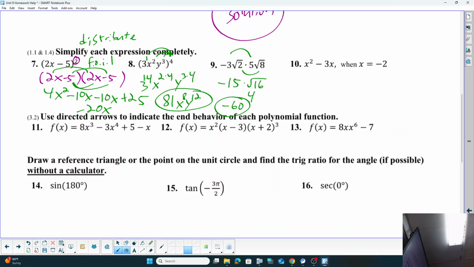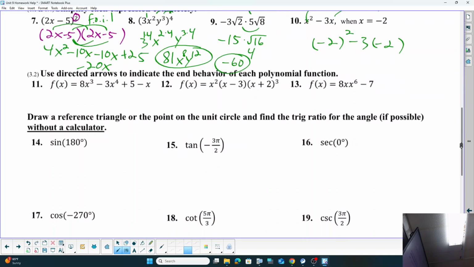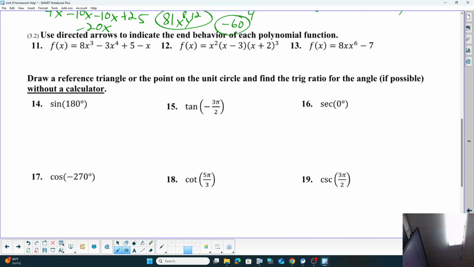So try number 10 on your own. Just plug it in. Right? Negative 2 all squared minus 3 times negative 2. Such good review on our curriculum, for these assignments we've been doing.